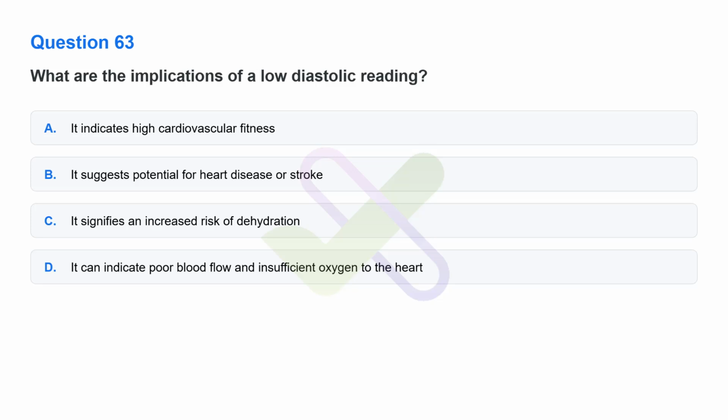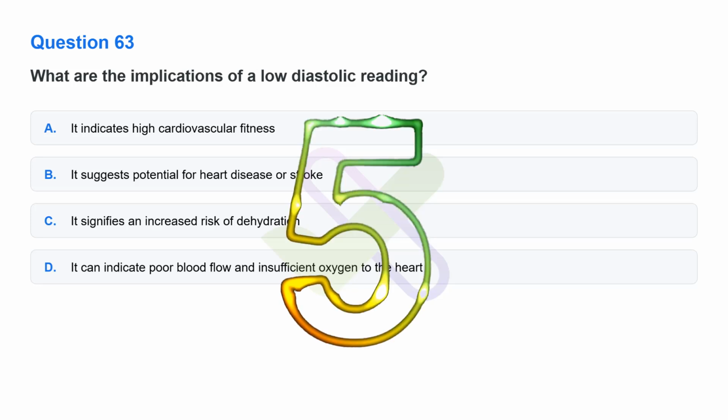What are the implications of a low diastolic reading? A. It indicates high cardiovascular fitness. B. It suggests potential for heart disease or stroke. C. It signifies an increased risk of dehydration. D. It can indicate poor blood flow and insufficient oxygen to the heart.